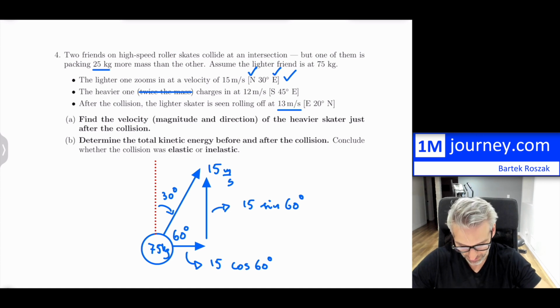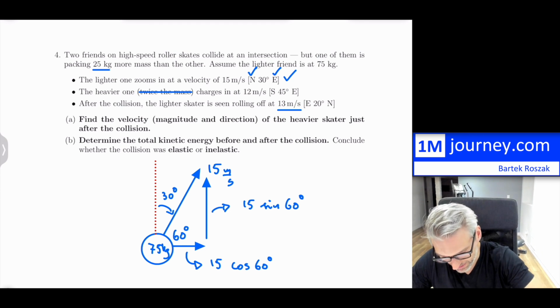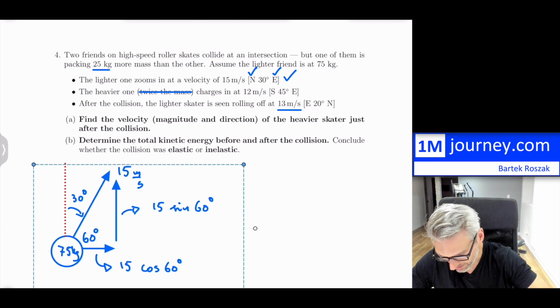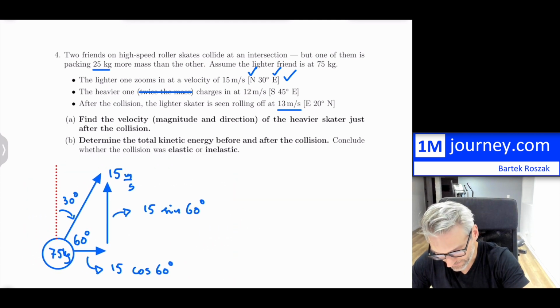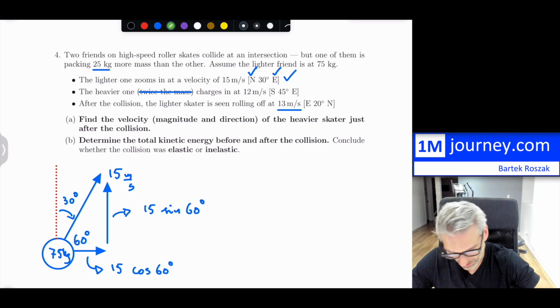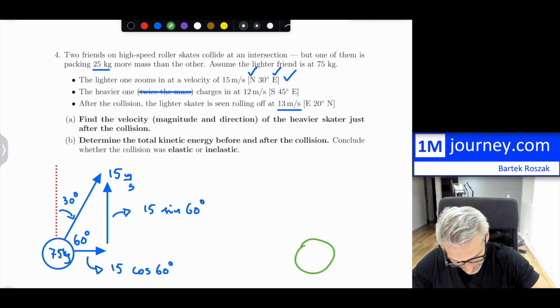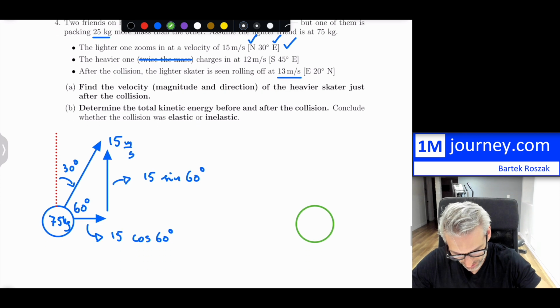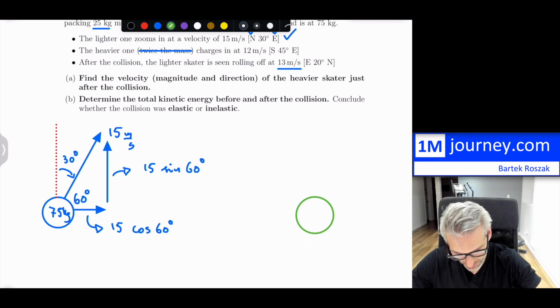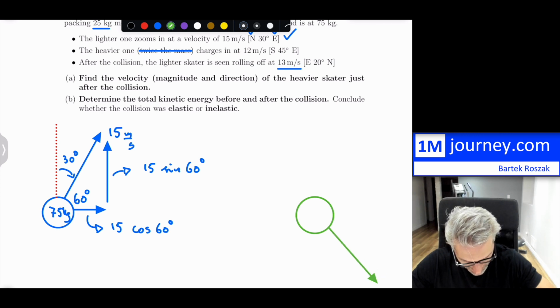I'm going to just leave them like that for the moment because I don't want to be dealing with the decimal places with regards to that. So that's the lighter one. I'm going to shift this over. Let's maybe change color in here. And here's the heavier one. So that's going to be the heavier one, and it's 12 meters per second. So now you're going to be starting from south, and it's 45 east. Okay, so this is going to be looking like this.